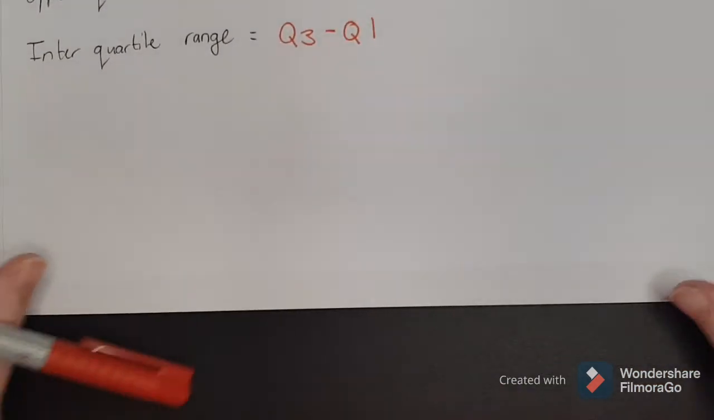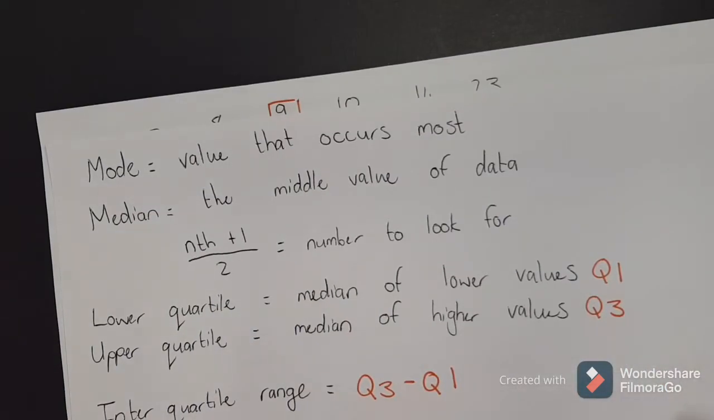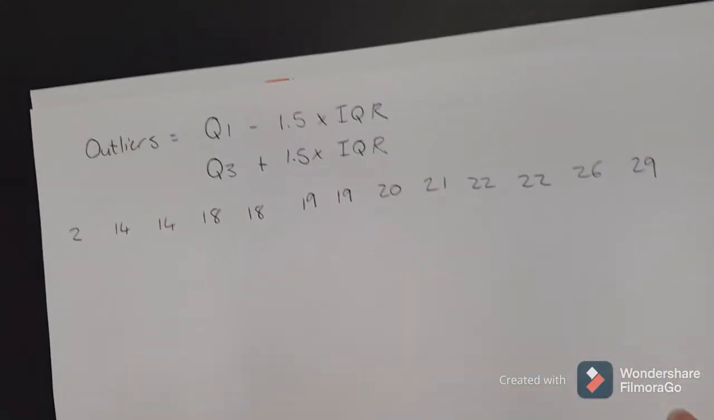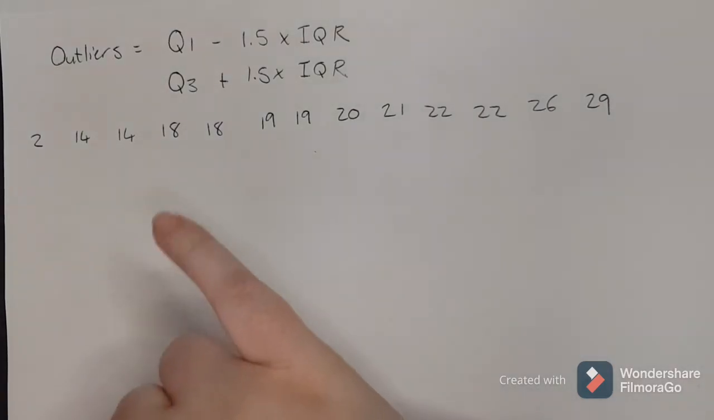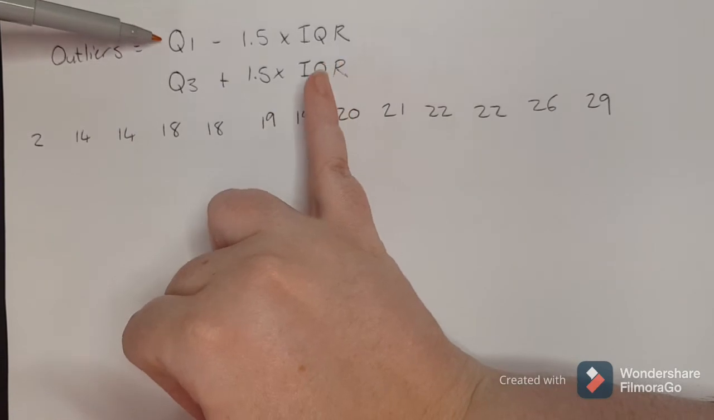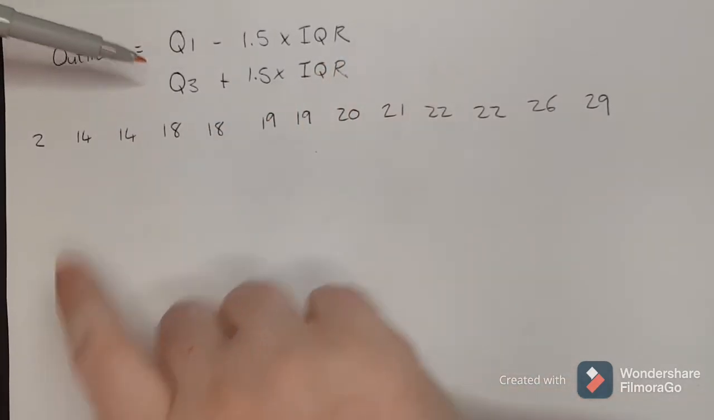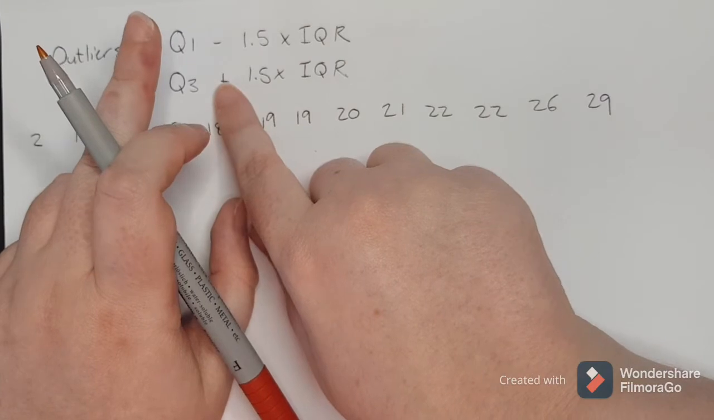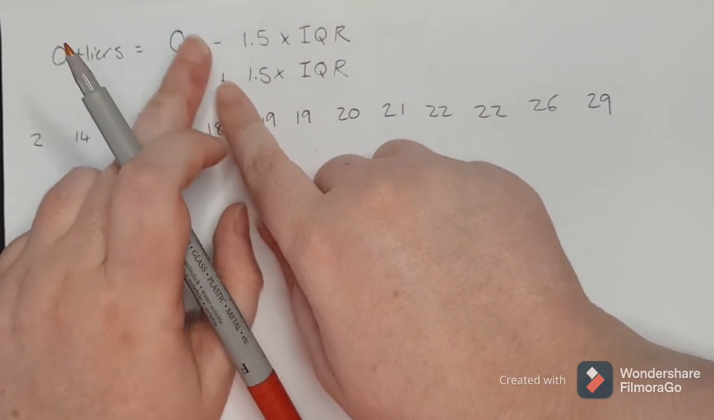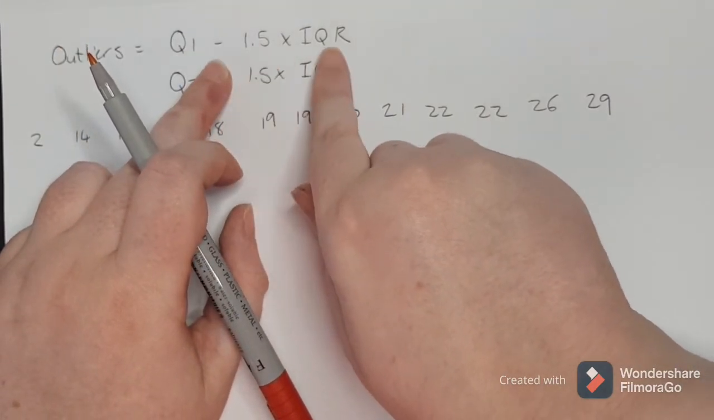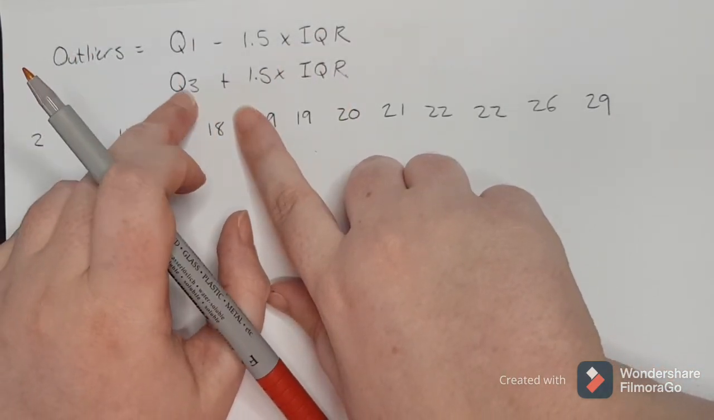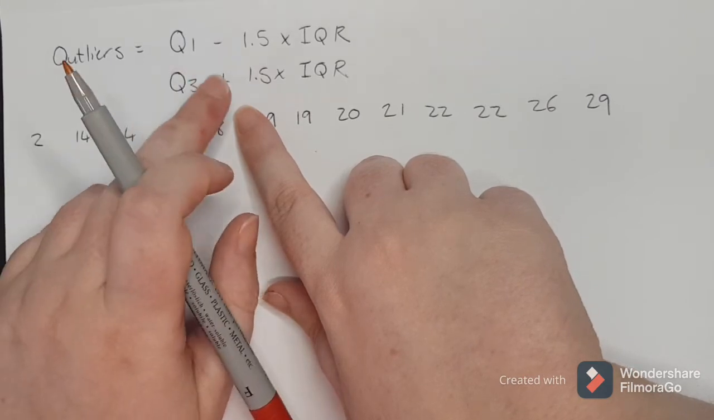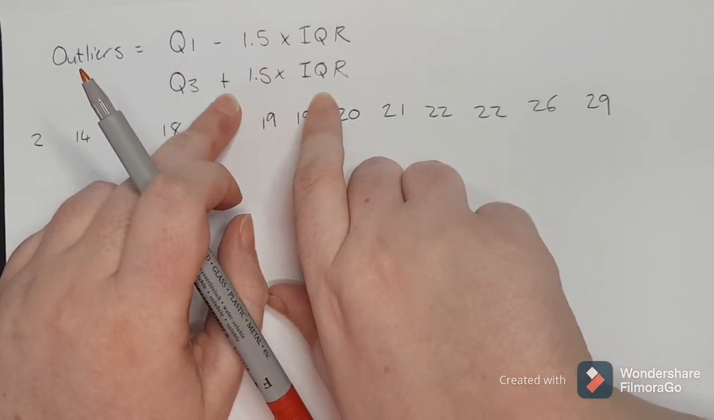Then the other thing that we need to look at is an outlier. So an outlier is any information that is far out of the regular range. So we use a formula for the lower outlier and for the higher one. So the lower one, we say it's the Q1, or the lower quartile, minus 1.5 times the interquartile range. The upper boundary is the Q3, or the upper quartile, plus 1.5 times the interquartile range.